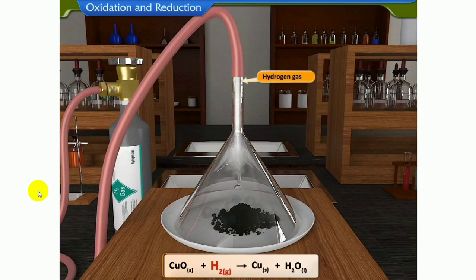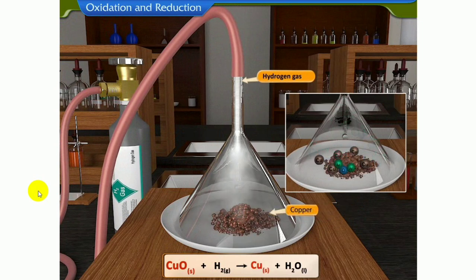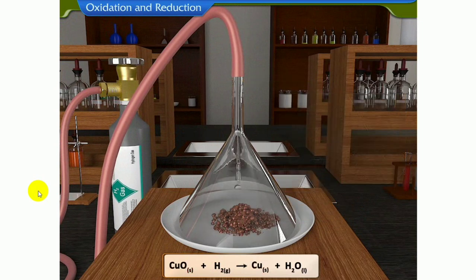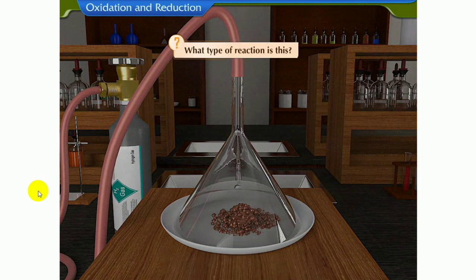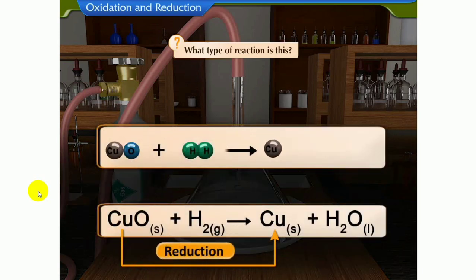When hydrogen gas is passed over black copper oxide, the black copper oxide is converted to copper. What type of reaction is this? This is a reduction reaction. Copper oxide loses oxygen to form metallic copper. We can say that copper oxide is reduced to copper.